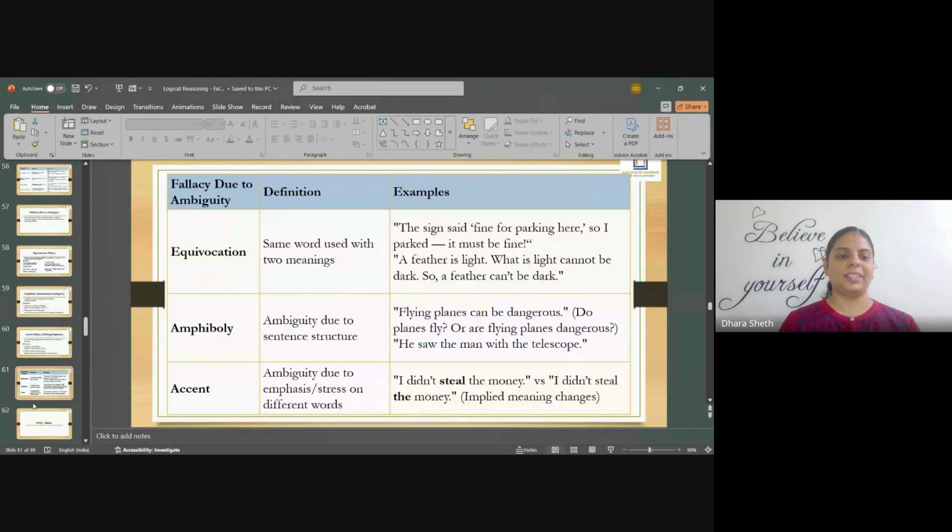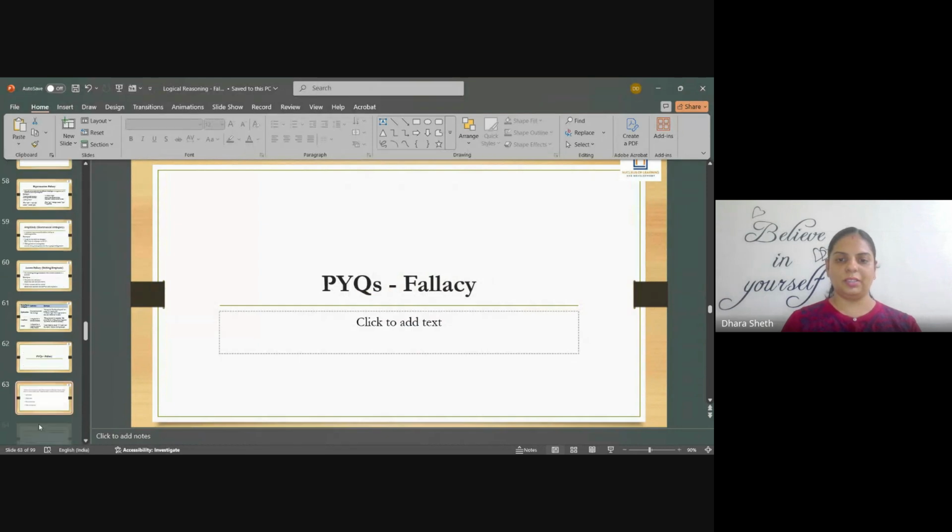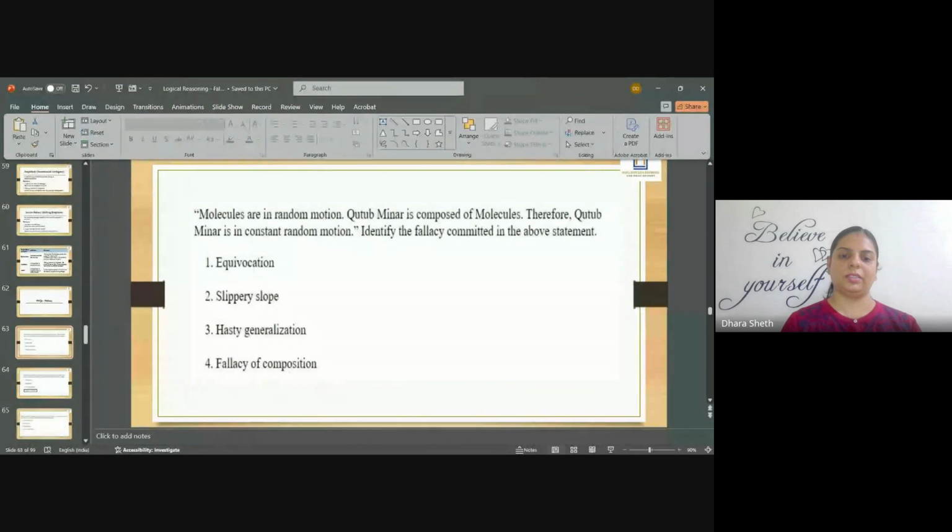Okay, so that completes the list of fallacies, and now we move on to solving questions. Molecules are in random motion. Qutub Minar is composed of molecules. Therefore, Qutub Minar is in constant random motion. Identify the fallacy committed in the above statement. Equivocation, slippery slope, hasty generalization, or fallacy of composition.